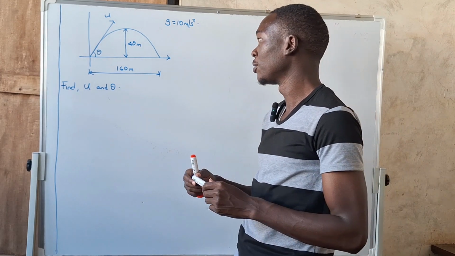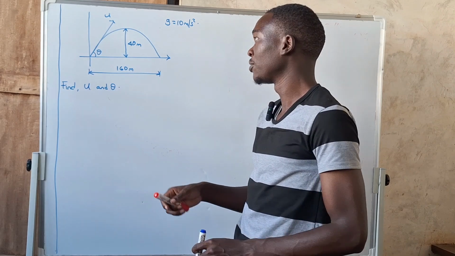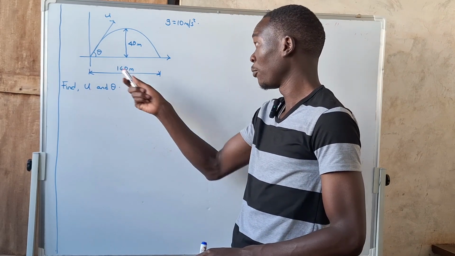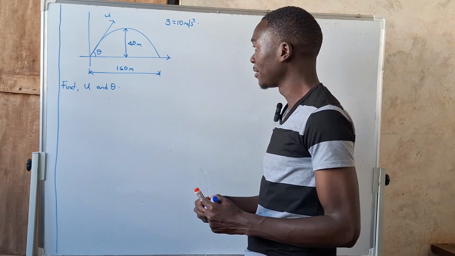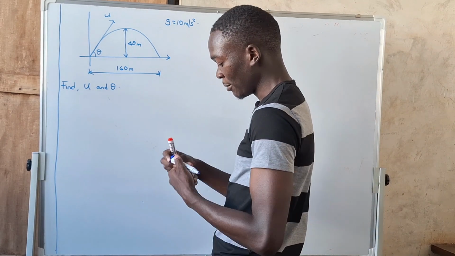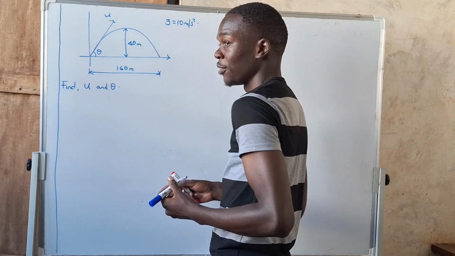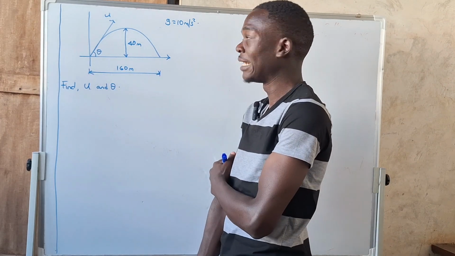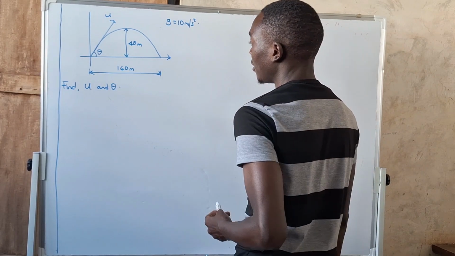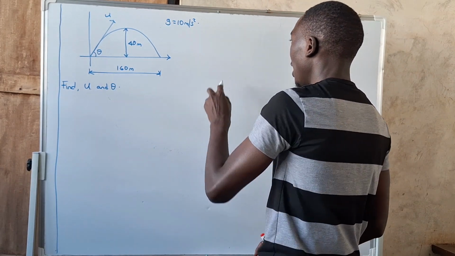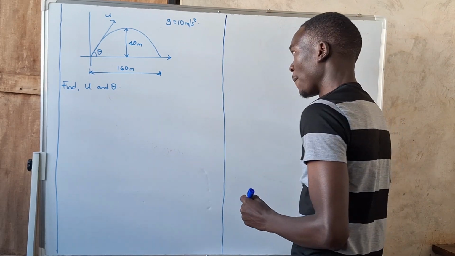We are given a particle which is projected with initial velocity u at an angle of theta to the horizontal. It is said that the particle reaches a maximum height of 40 meters, and then it has a range of 160 meters. We are asked to find the initial velocity u, and also the angle theta.